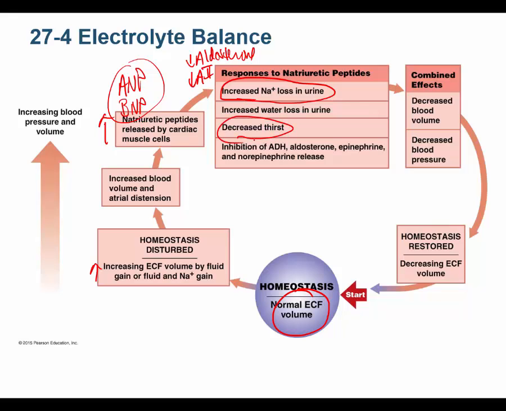They decrease thirst. Well, if I increase sodium in my urine, I increase water in my urine. Water follows salt. What else do these ANPs and BNPs do? They inhibit ADH and aldosterone and things like that, and epinephrine, which is a vasoconstrictor. So they vasodilate. All of this leads to decreased blood volume and decreased blood pressure, and it brings me back to normal. So see how ANP and BNP, the natriuretic peptides, act to control extracellular fluid volume.